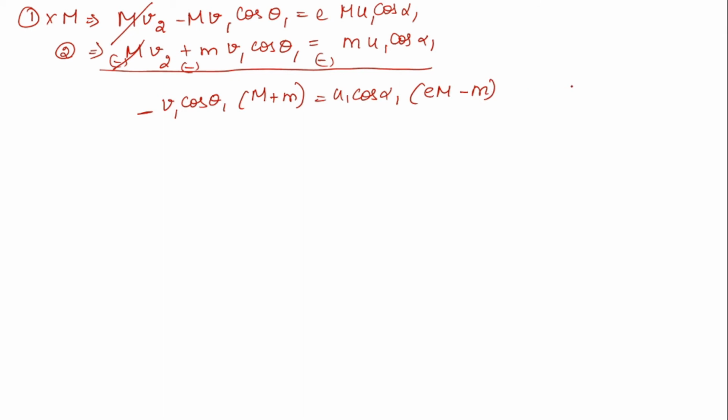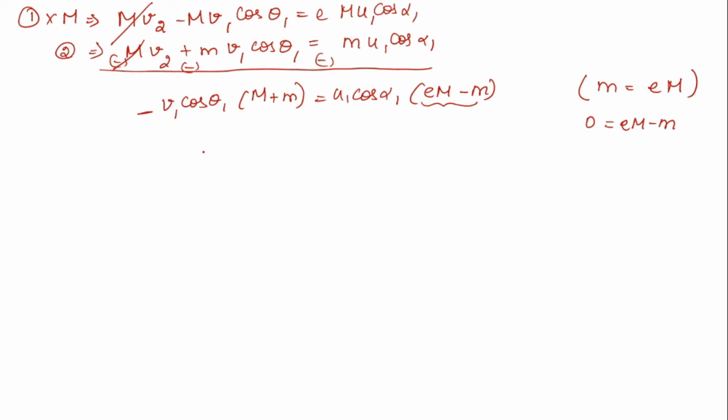But we have some relationship which is in the question. In the question it is given that small m is equal to E into capital M, right? So when I find the value of this, 0 is equal to Em minus small m. So when this small m goes to the other side, that will be negative. So Em minus small m, so this term is 0. So the left hand side will be completely 0.